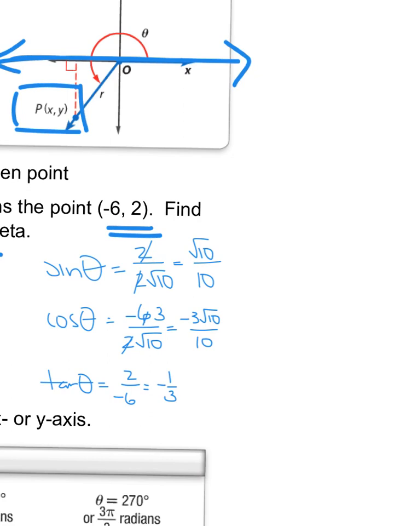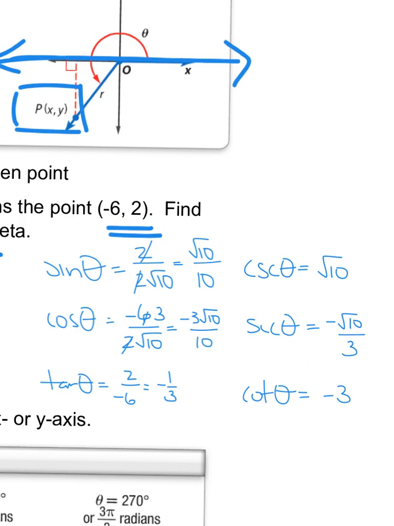Okay, and then like we said, our reciprocal functions, all we have to do is flip-flop. So we wind up with the square root of 10. Our secant of theta, if I flip, is going to be negative root 10 over 3. And the cotangent of theta is going to be negative 3.